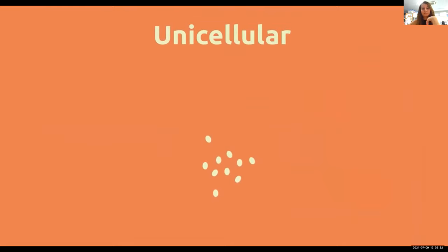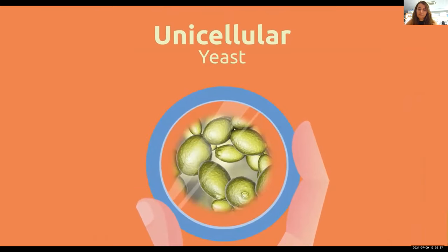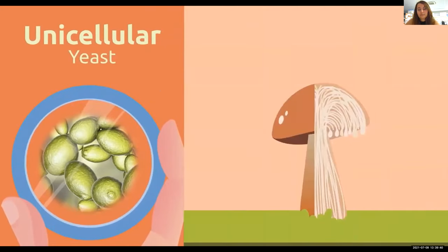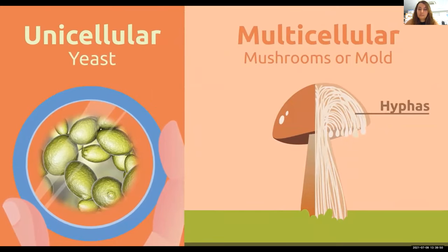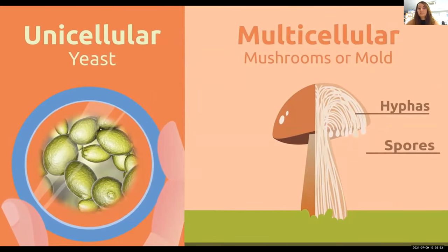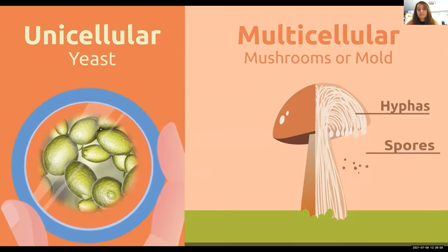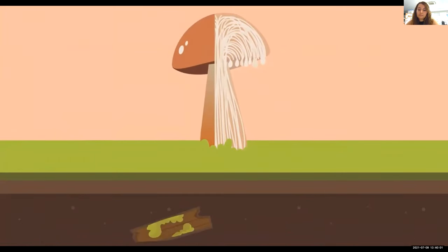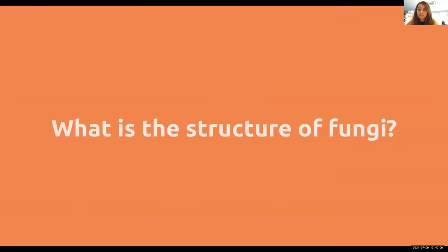Some fungi, like yeasts, are unicellular microorganisms not visible in plain sight. To observe them, we need to use a microscope. Other fungi are multicellular. These are composed of many cells, grouped together, forming long, thin strings called hyphae. Hyphae form the reproductive structures. The mushrooms, or the mold, contain spores by which fungi reproduce. We usually find fungi under the ground, on pieces of wood, or on decayed food.